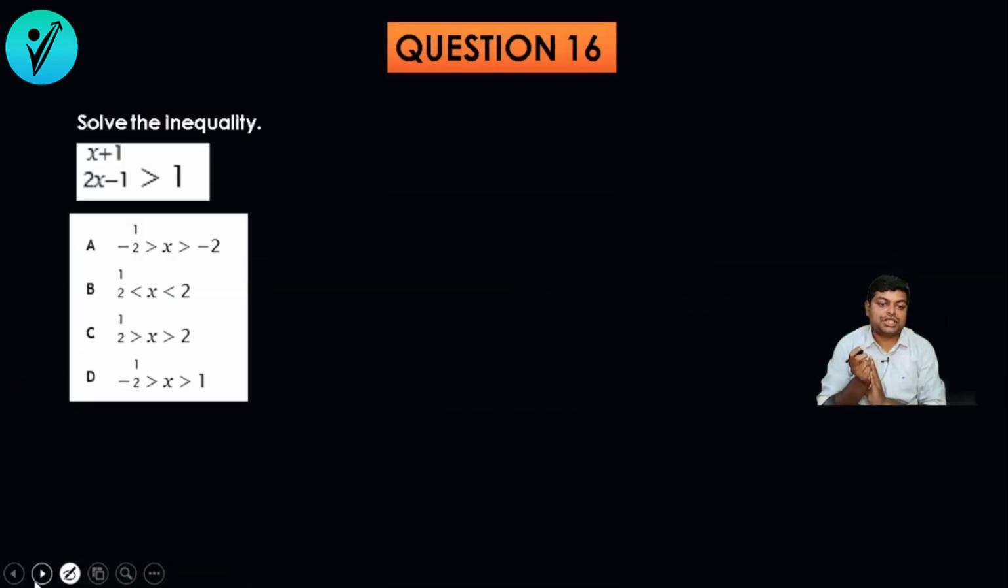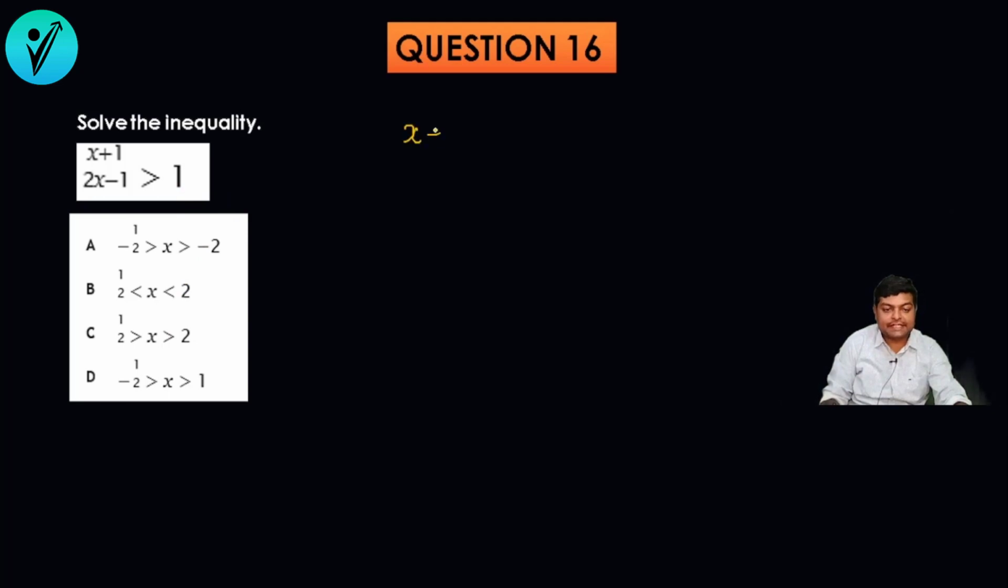Next is question number 16. Alright, so next we have is question 16. So question number 16, there's an inequality. Let's solve this inequality. So the inequality is: (x plus 1) upon (2x minus 1) is greater than 1. So what are the different values of x that satisfy the given condition?